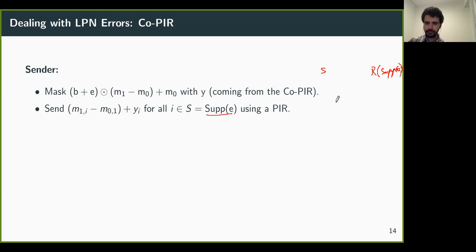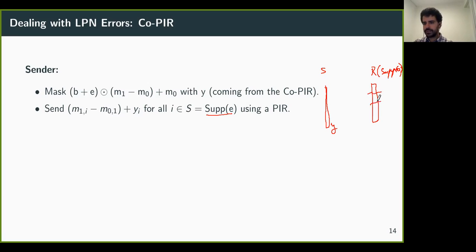Support of the error means the set of positions where the error is equal to 1. Okay, thanks. Now the sender will use this string that he obtained from the co-PIR to mask the output of the receiver inside the encryption scheme. For the positions where there's no error, the receiver string from the co-PIR will coincide with Y, and thus the receiver can remove this mask from the output.